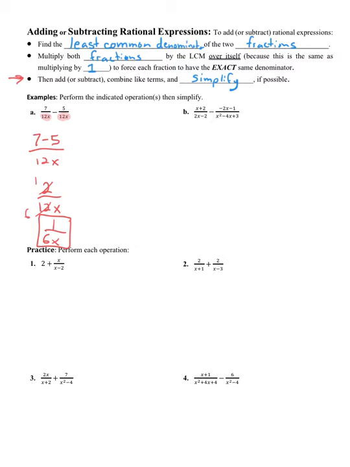All right, part B, we're going to have x plus 2 over, I'm going to pull out a 2, and I'm going to have times x minus 1 on the left side. On the right side, I have negative 2x minus 1.